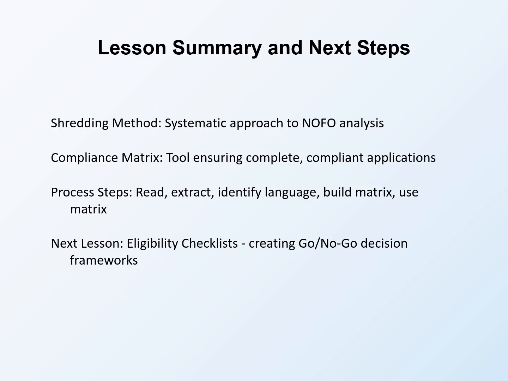Process steps include initial complete reading for overview understanding, section-by-section extraction of requirements, identification of requirement language including mandatory, preference, prohibition, and conditional words, building the matrix with appropriate structure, and using the matrix throughout application development.